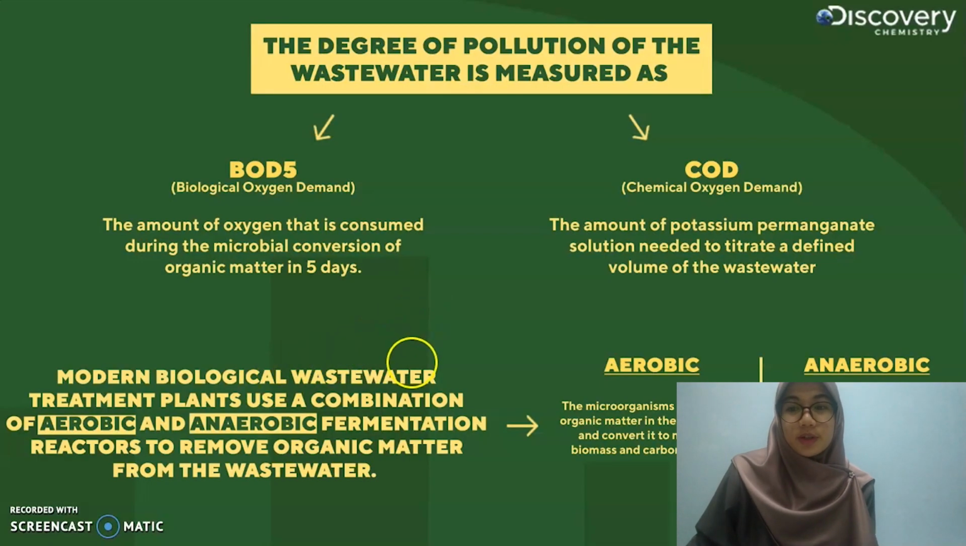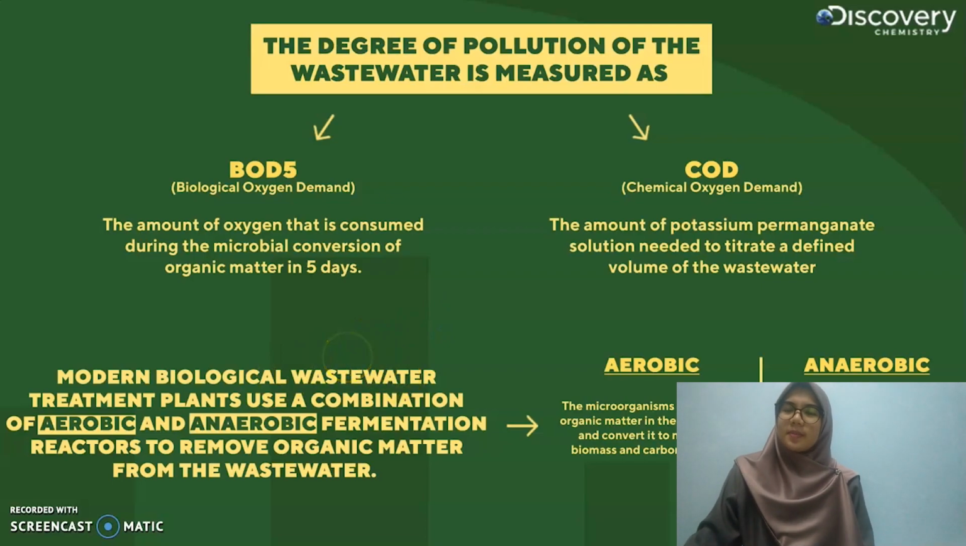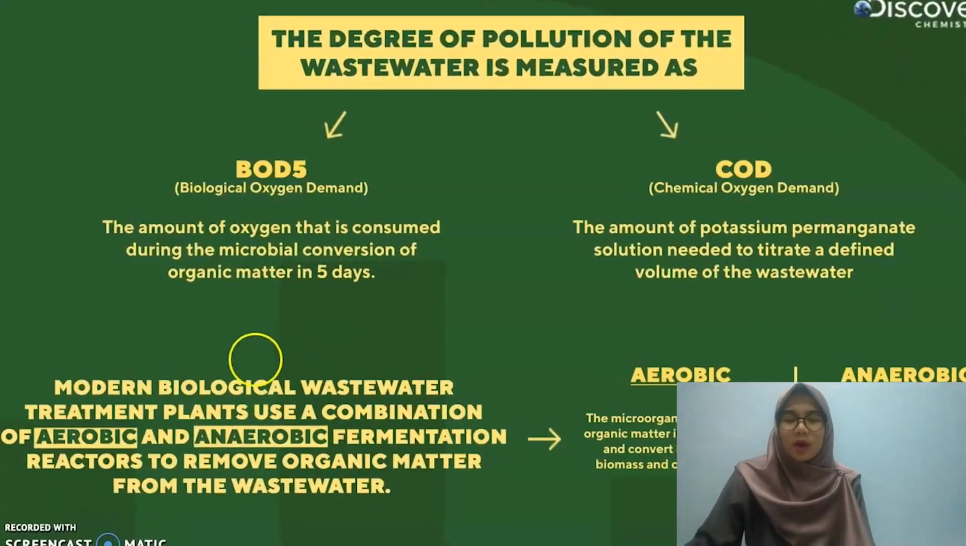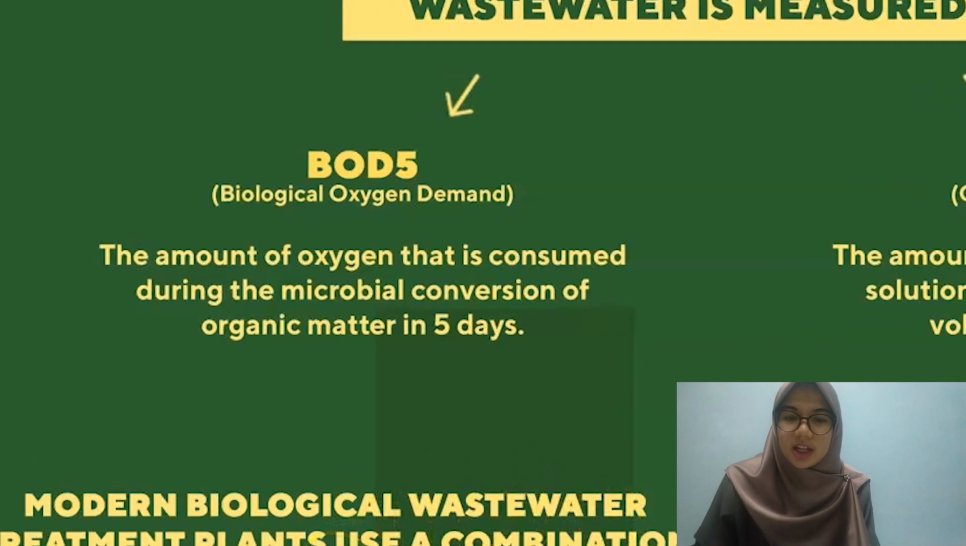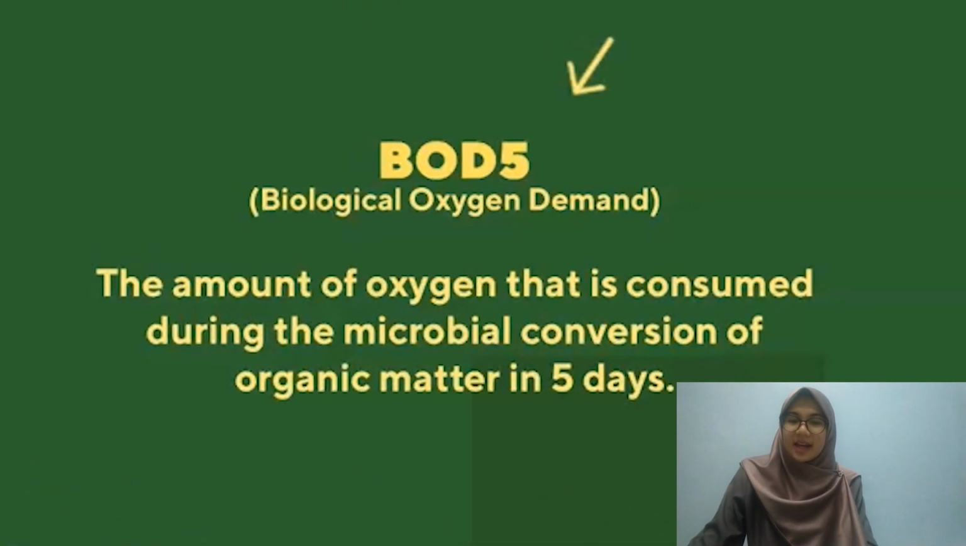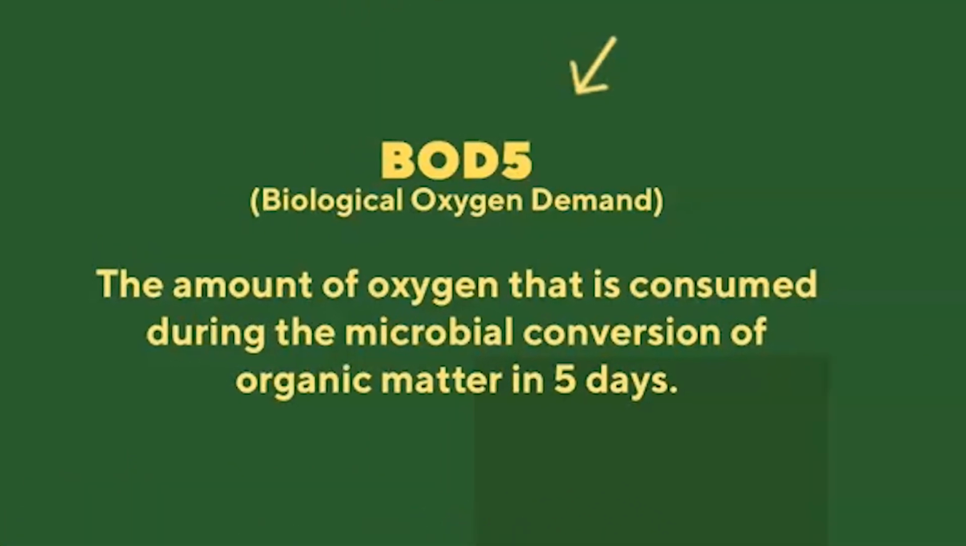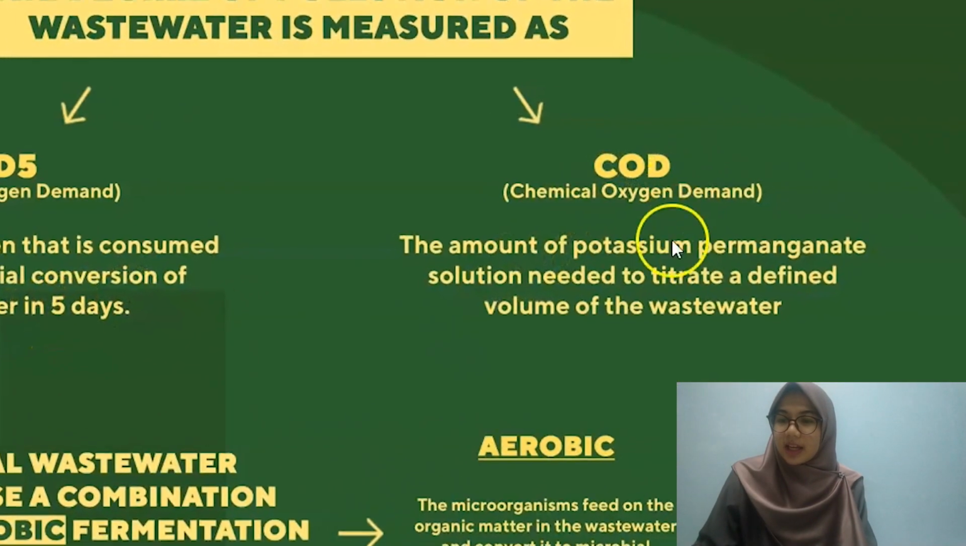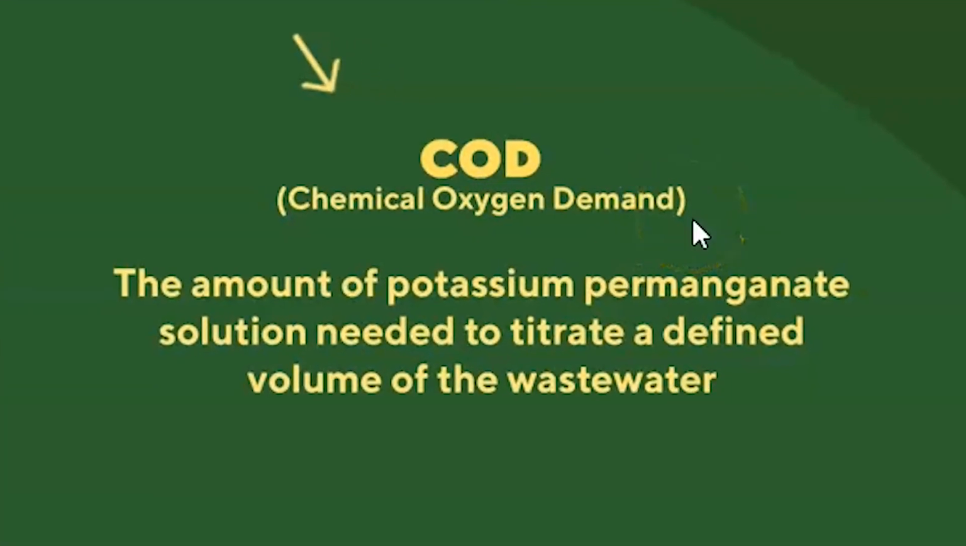The degree of pollution of the wastewater is measured as BOD5 and COD. What is BOD5 and what is COD? BOD5 is biological oxygen demand, which is the amount of oxygen that is consumed during the microbial conversion of organic matter in 5 days. And COD is chemical oxygen demand, which is the amount of potassium permanganate solution needed to titrate a defined volume of wastewater.